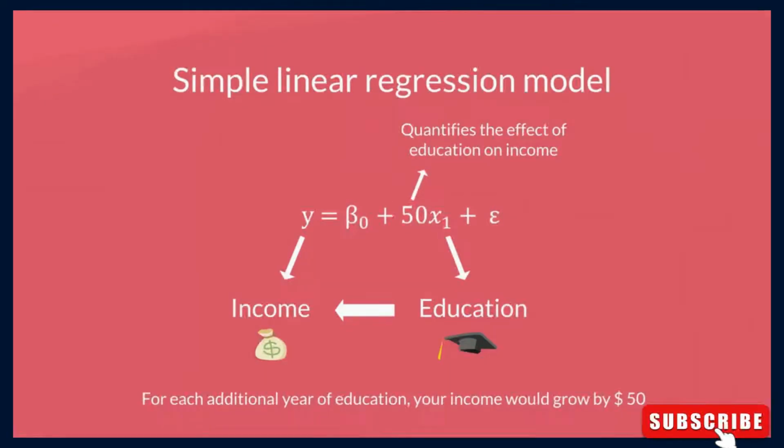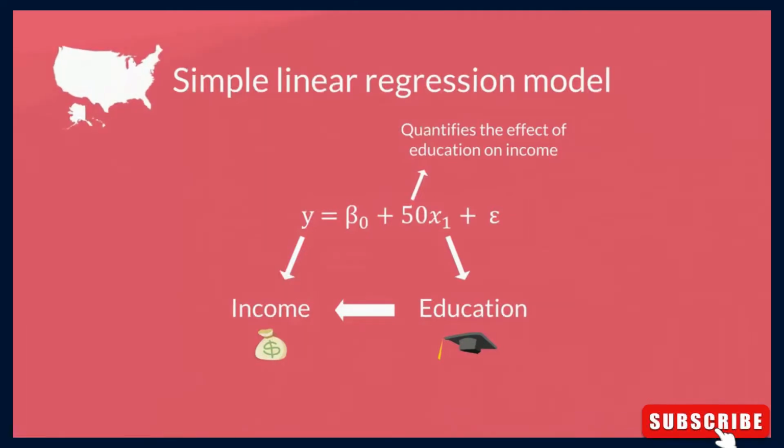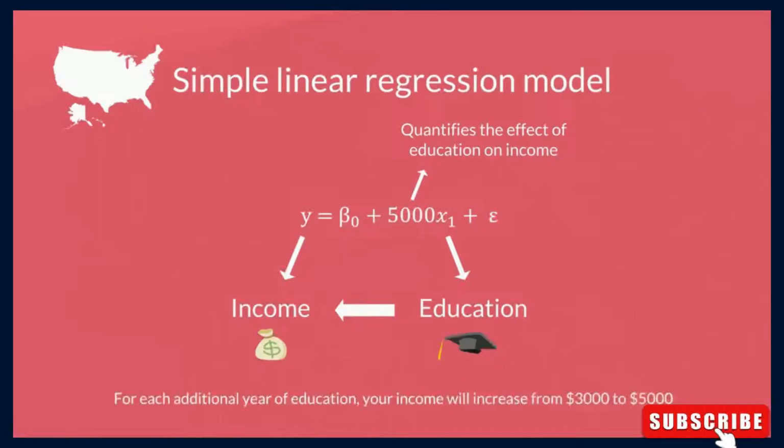In the USA, the number is much bigger, somewhere around $3,000 to $5,000. So, for each additional year you spend on education, your yearly income is expected to rise by $3,000 to $5,000. And that's not considering higher education or tailored courses, like this one.